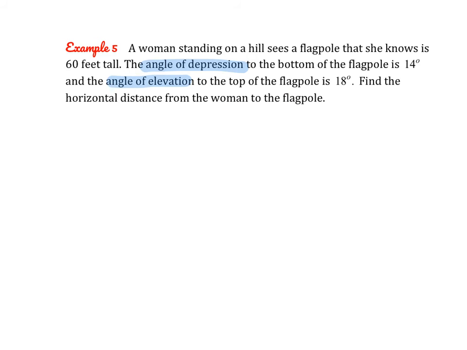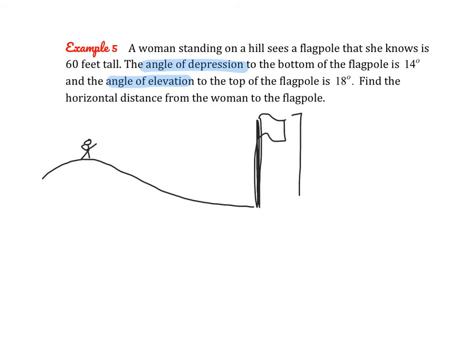So let's see if we can draw a picture. So a woman is standing on top of a hill, and then she sees a flagpole. So here's the lady, and here's the flagpole. There we go. So it says that she knows that the flagpole is 60 feet tall. So we know from here to here is 60 feet.